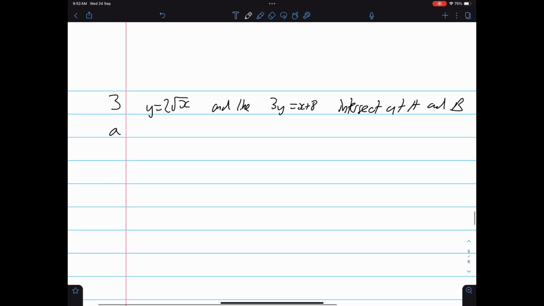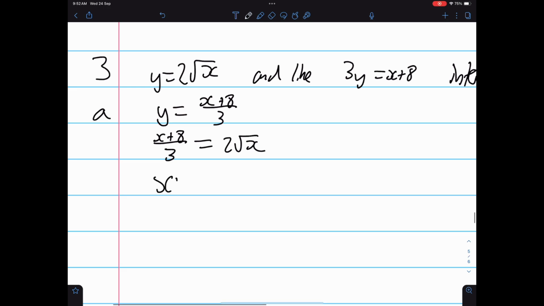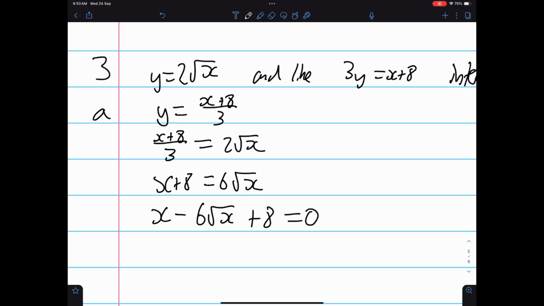A. The first thing we need to do is write down an equation satisfied by the x coordinates of A and B. Right, so we would make y the subject here by dividing by 3, and then would set the equations to equal each other. So x plus 8 will now equal 6 root x, and x minus 6 root x plus 8 equals 0.